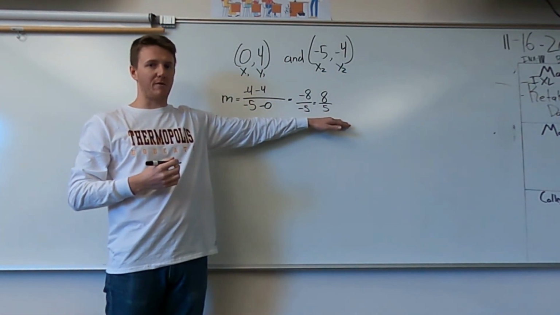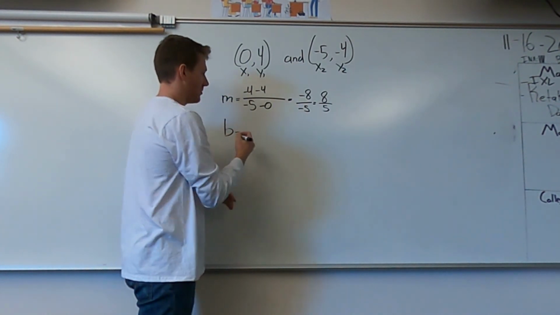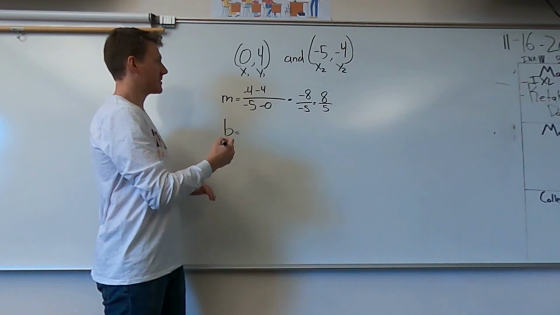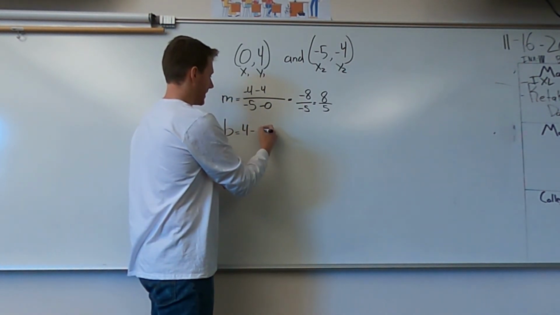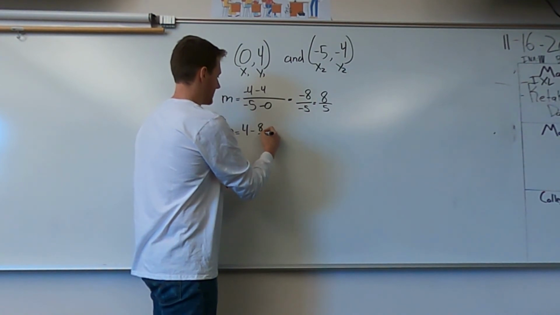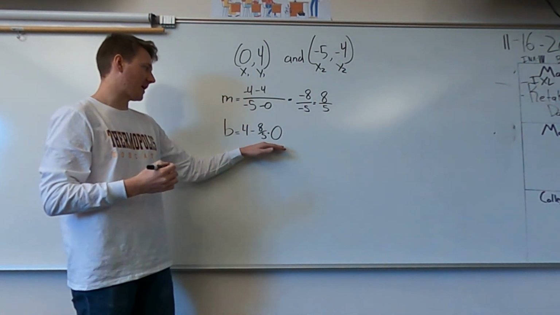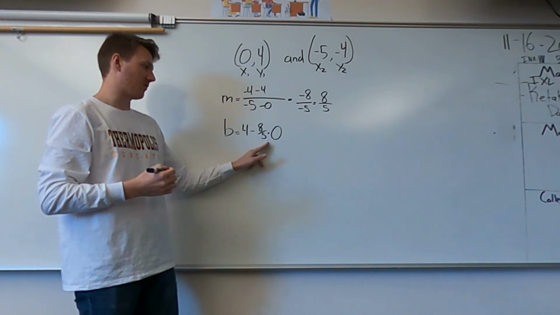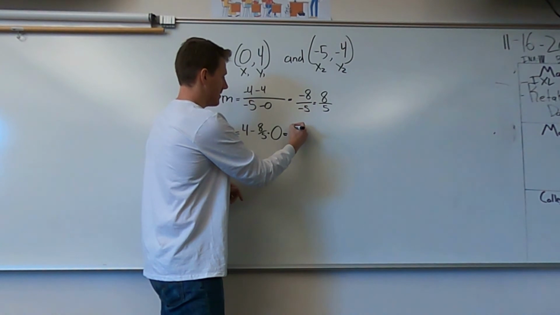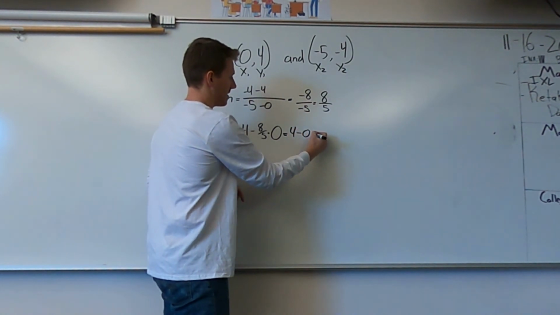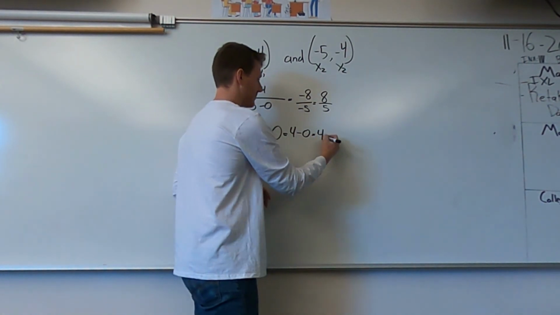Next up, we need to solve for our b value. And we know that b is equal to y1 minus m times x1. So to plug those in, we have 4 minus 8/5 times 0. And if we remember our order of operations, we need to multiply before we subtract. So 8/5 times 0 gives us 0. So this is 4 minus 0, which we can just simplify to 4.